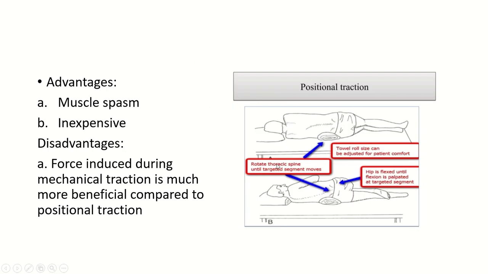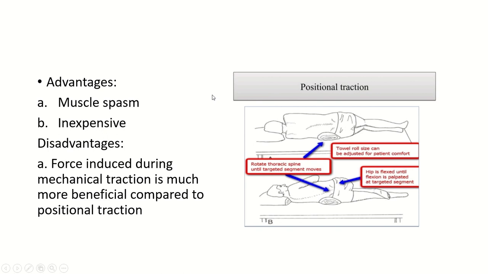This is how positional traction looks. A towel or a pillow, which can be rolled, is placed at the lumbar level while the patient is side lying, in order to stretch the concave side of the scoliosis. The concave side should be the top side.